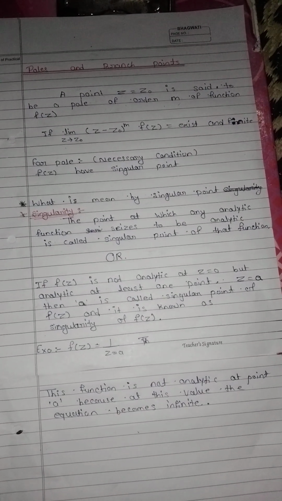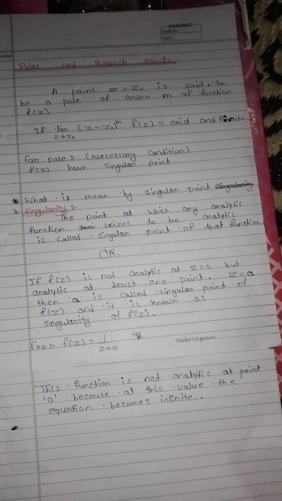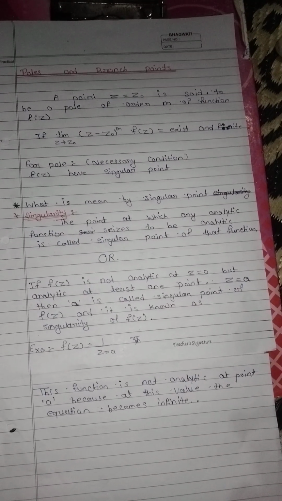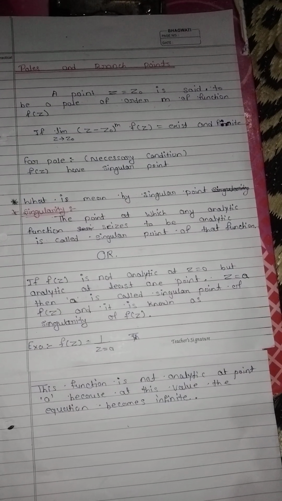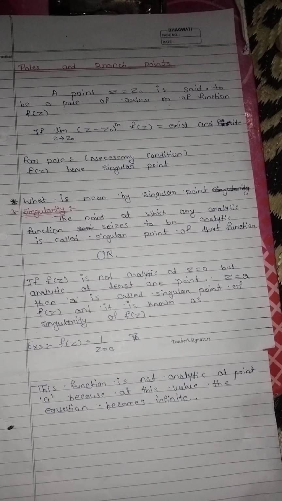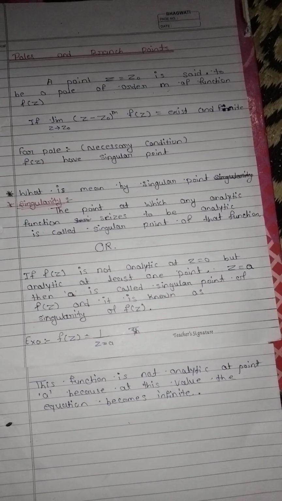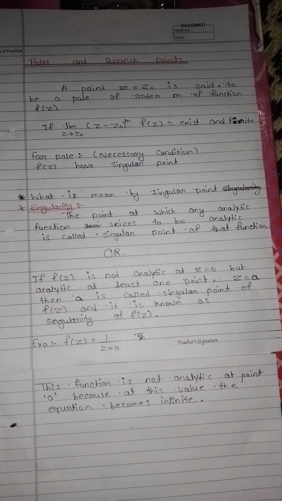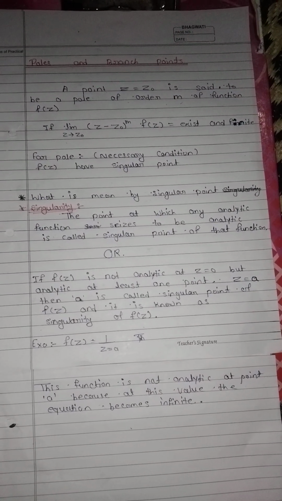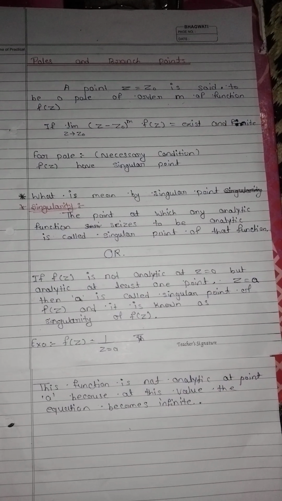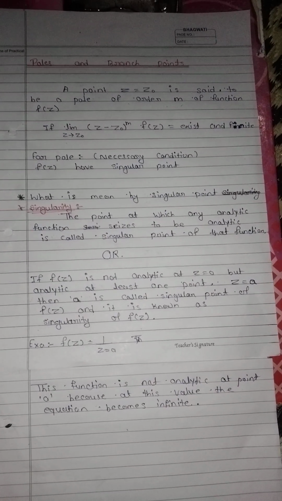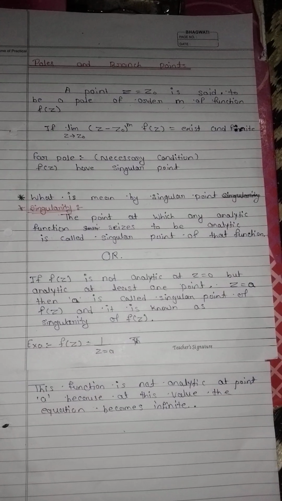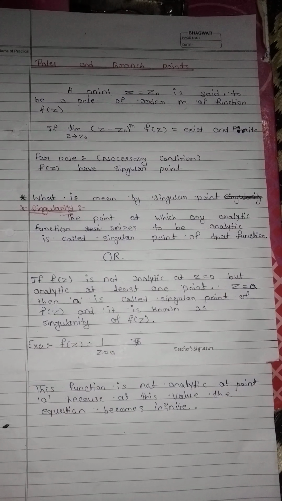What is meant by a singular point? The point at which an analytic function ceases to be analytic is called a singular point of that function. Or, if f of z is not analytic at z equal to a but analytic at at least one point in its neighbourhood, then a is called a singular point of f of z, and it is known as a singularity of f of z.